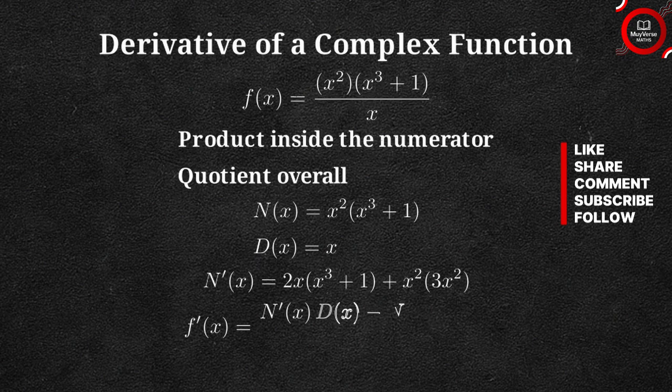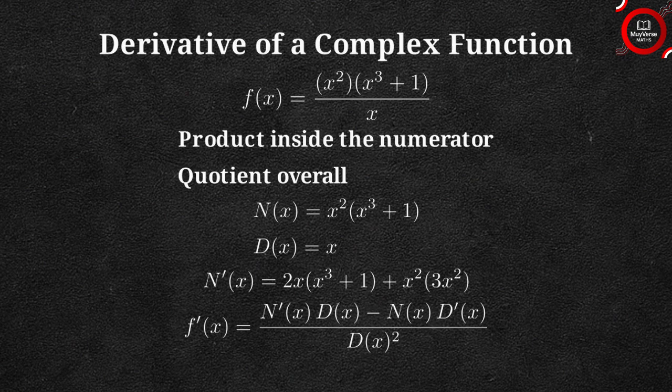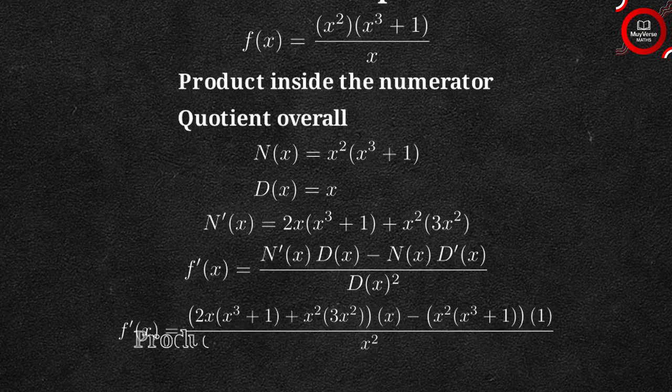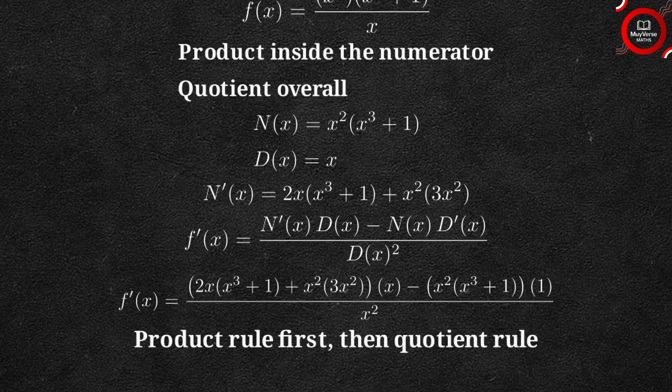F prime of x equals n prime times d minus n times d prime, all over d squared. Now substitute. D prime of x is 1. So we plug in n of x, n prime of x, and d of x. This is the derivative, shown in a clean, structured way. Notice we use the product rule first, then the quotient rule.